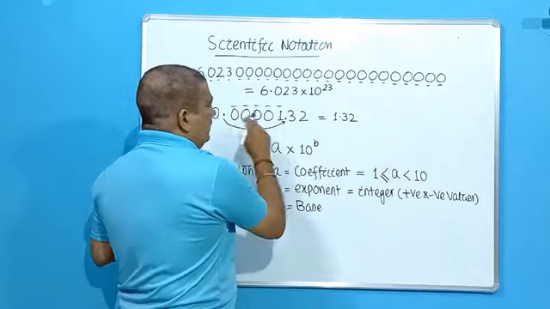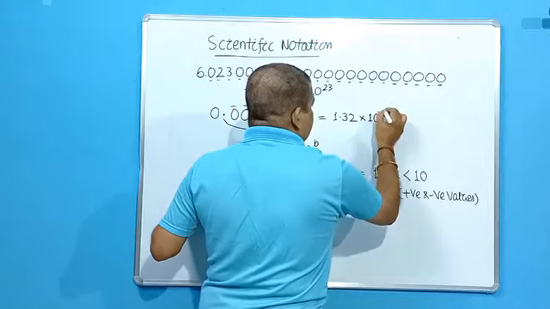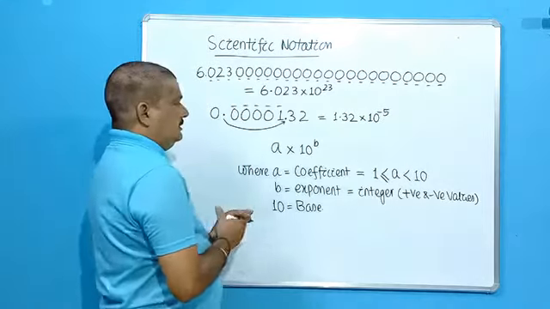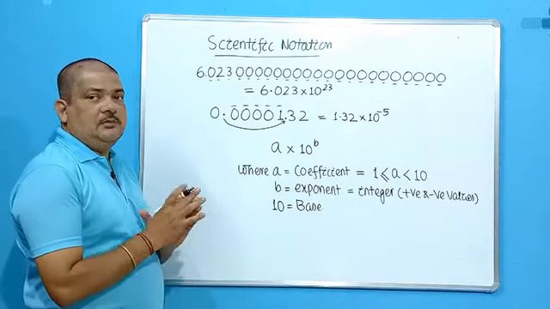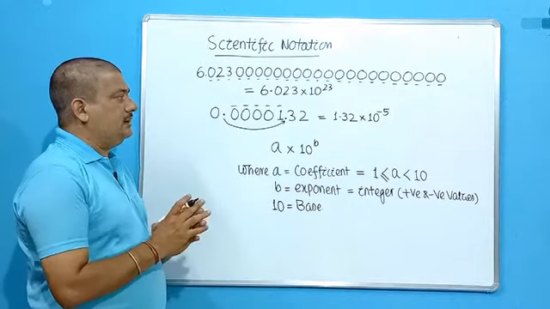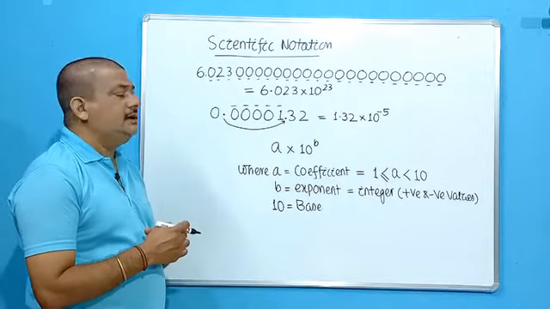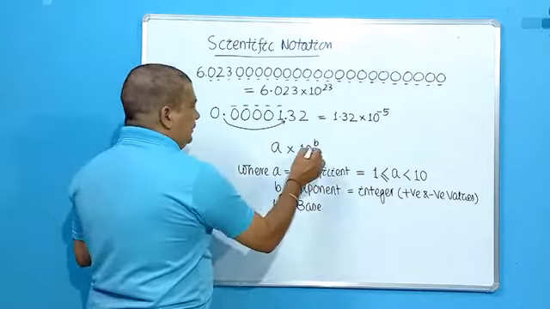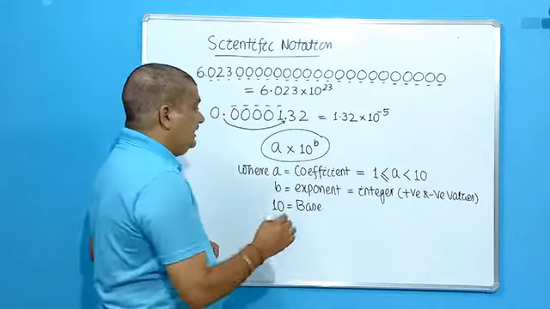Then 10 to the power, how many values have you moved? Now 5 values. So it will be negative, 10 to the power minus 5. Okay. So this is how we used to express the numbers. The universal method of expressing any number with respect to base of 10 is called scientific notation. And normally how do we write it? Now this is the way of writing or expressing any number.